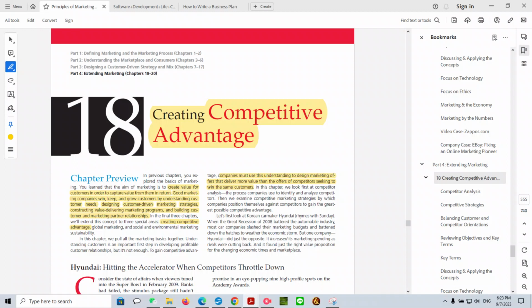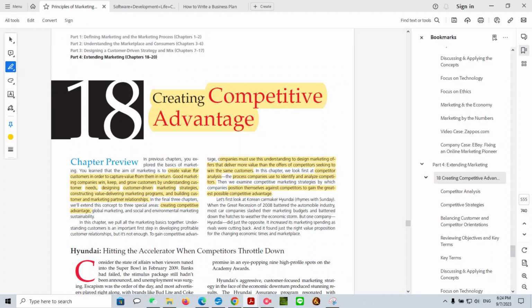In this chapter, we look at competitor analysis. That's the process companies use to identify and analyze competitors. Then we examine competitive marketing strategies, by which companies position themselves against competitors to gain the greatest possible competitive advantage. So that's positioning. Now, we have a case example of a Korean company by the name of Hyundai. Hyundai is a car maker.